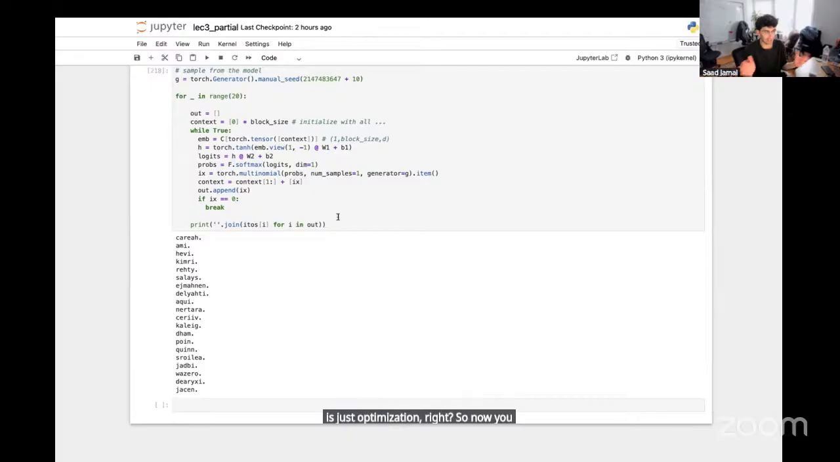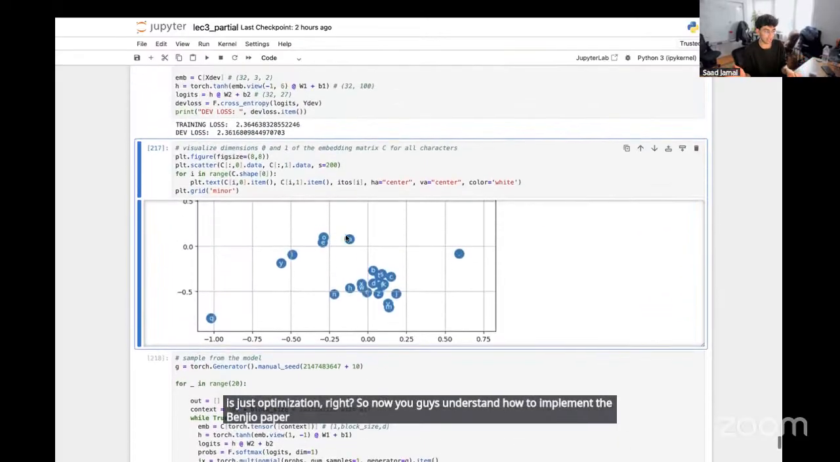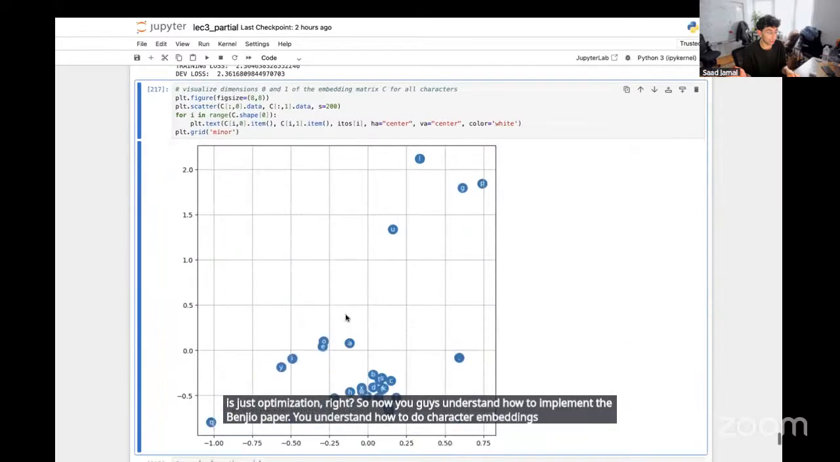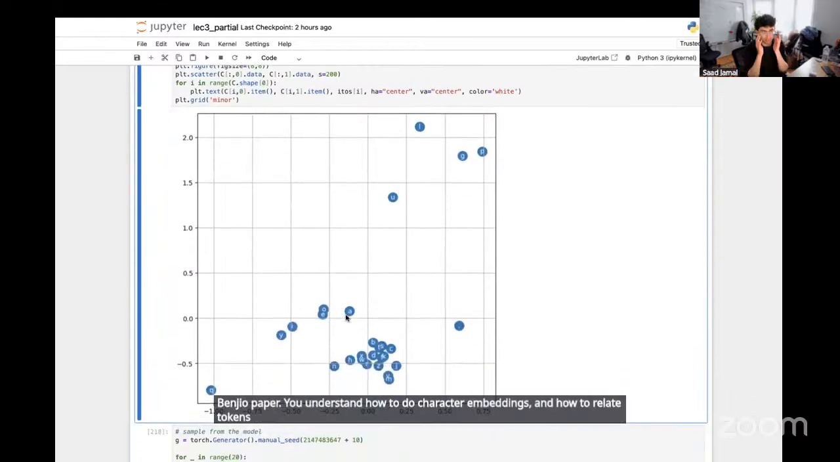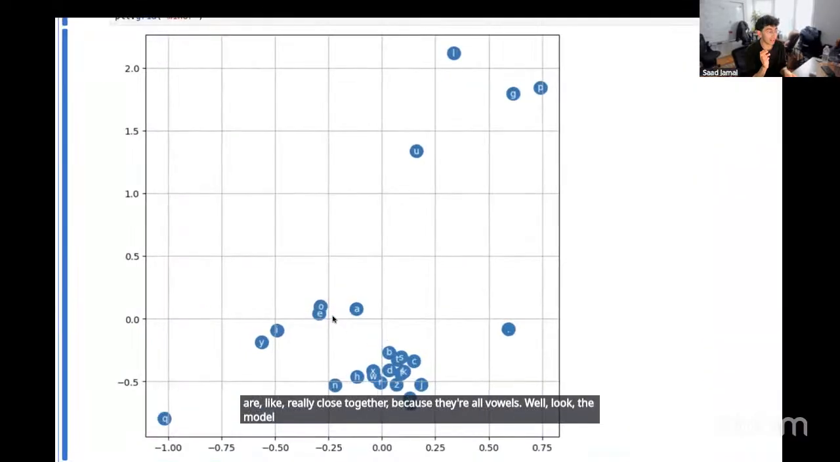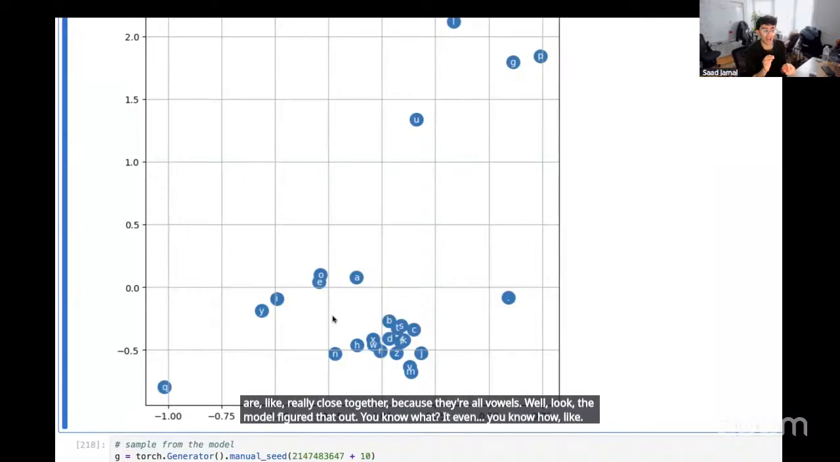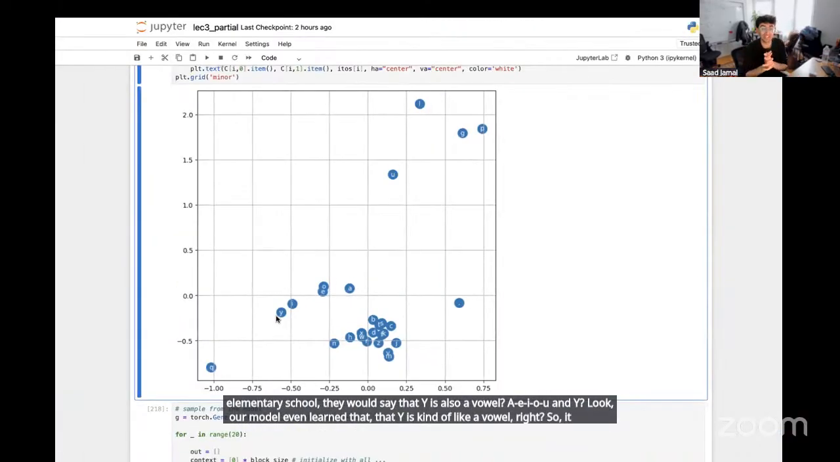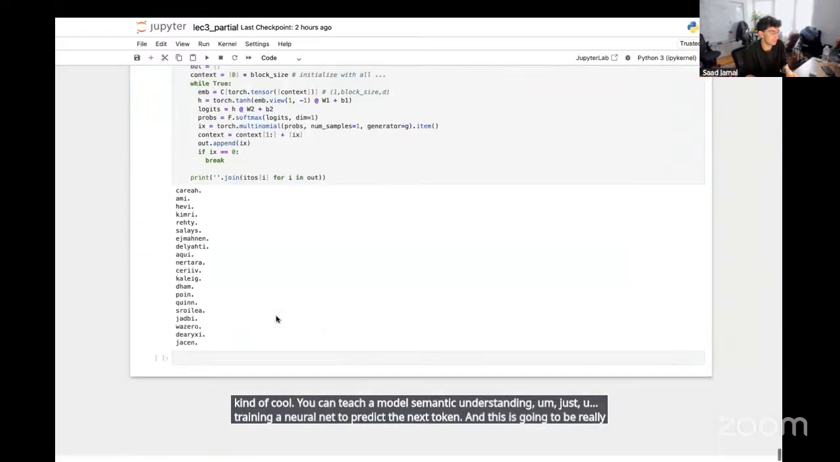So now you understand how to implement the Bengio paper. You understand how to do character embeddings and how to relate tokens, where previously you might have been wondering how you are going to teach a model that A, E, I, and U are really close together because they're all vowels. Well, look, the model figured that out. You know how in elementary school they would say that Y is also a vowel, A, E, I, O, U, and Y? Look, our model even learned that Y is kind of like a vowel, right? So it's kind of cool. You can teach a model semantic understanding just by training a neural net to predict the next token. And this is going to be really important when we go to GPT-5.